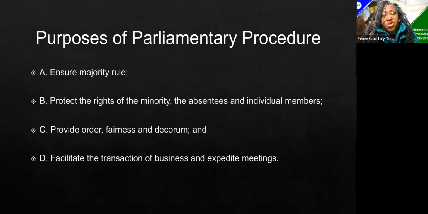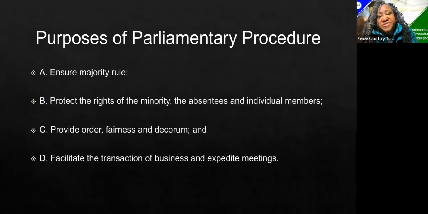But while you are ensuring the majority rule, you are also protecting the rights of the minority. You're protecting the rights of the absentees, those who may not be at your meeting. And you're also protecting the rights of individual members. So yes, you want to make sure that the majority rules, but you also want to protect the rights of the little guy as well. Because as a presiding officer, it is your responsibility to do all of those things.